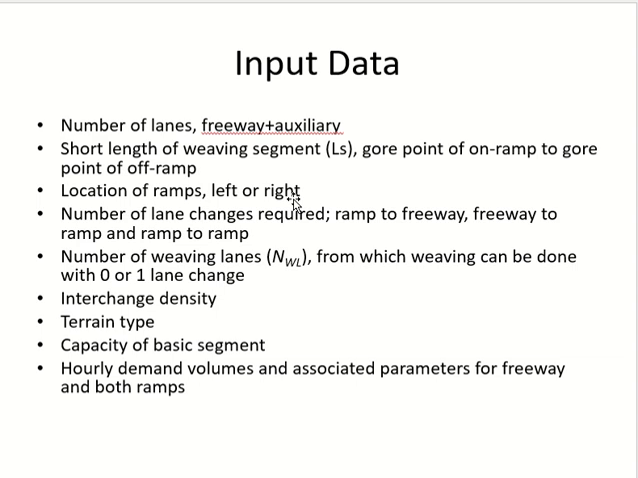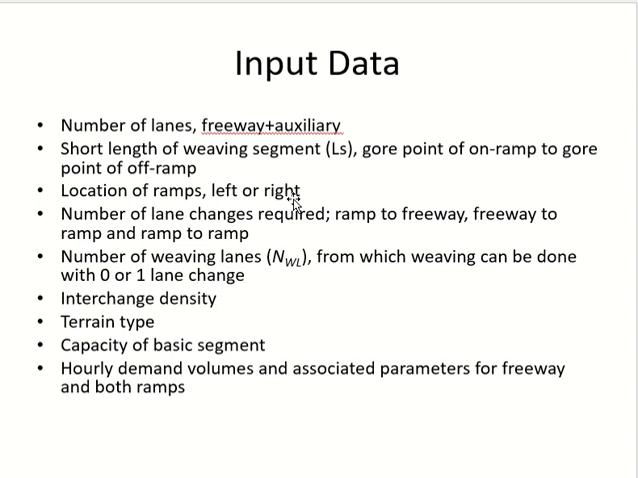Required lane changes are of three types. People going from ramp to freeway, so they come from the on ramp and go to the freeway. Then freeway to ramp, they are already on the freeway, going out, exit. Then ramp to ramp, like a U-turn. So these are the required lane changes, all the lane changes required by these people.